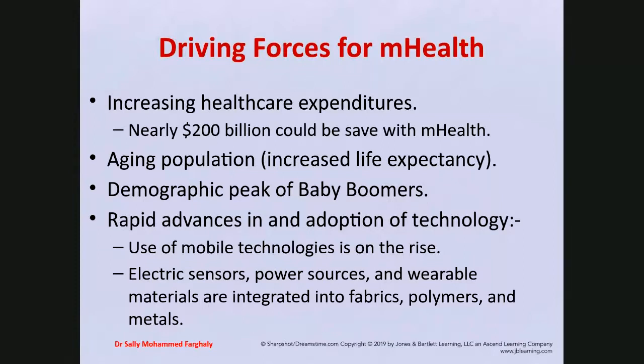Electric sensors, power sources, and wearable materials are integrated into fabrics, polymers, and metals. That means sensors, power sources, and wireless communication devices are all integrated together through wires, layers, polymers, and metals, and all of this can be used to reach complete data, a complete overview from all aspects, to gain the appropriate interpretation regarding the cases. So we can use these rapid advances in technology in mHealth applications in the future.